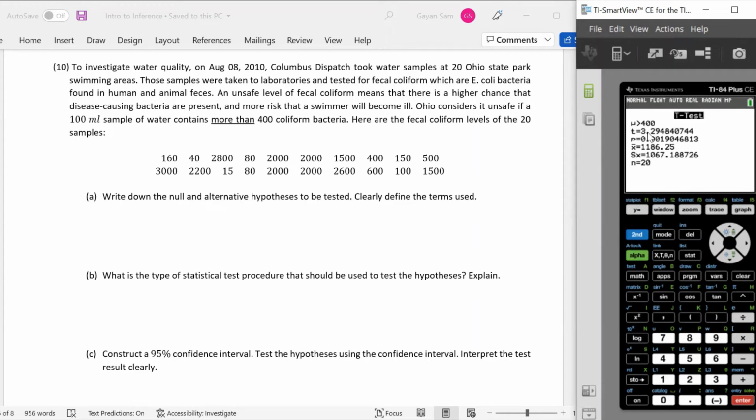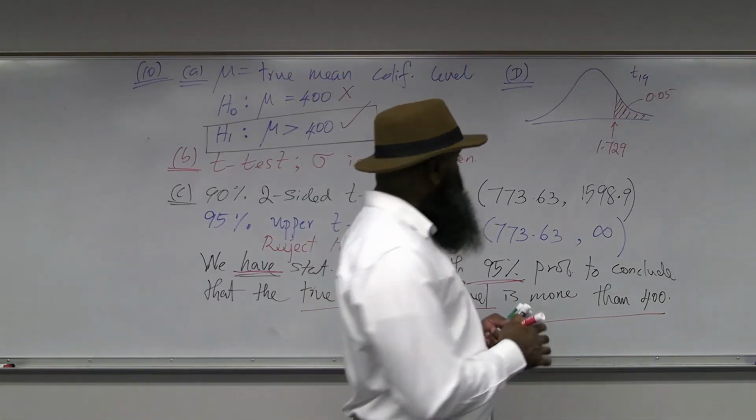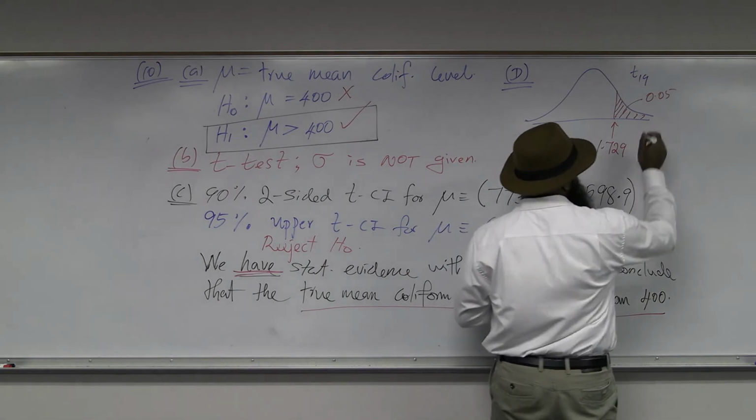The second line indicates the calculated t-test statistic. The t-test statistic is equal to 3.2948. The third line indicates the p-value for the test. The p-value is 0.0019. The calculated test statistic is 3.29. So 3.29 is somewhere here.